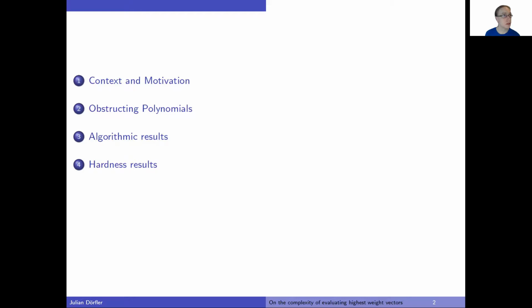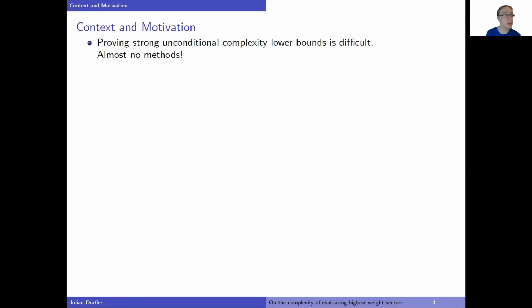Then second of it, I will be talking about obstructing polynomials and what the highest weight vectors even are. Then I will show our algorithmic results, and afterwards I'll show that those are essentially tied with our hardness results. So first of all, let's talk about why highest weight vectors are even important.